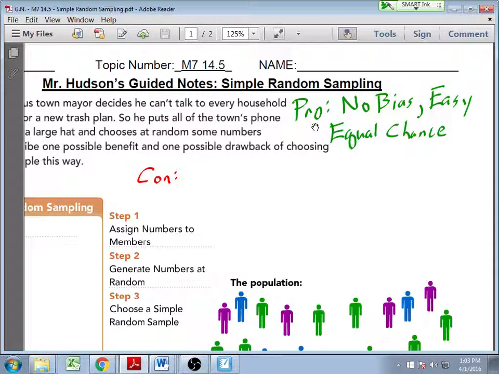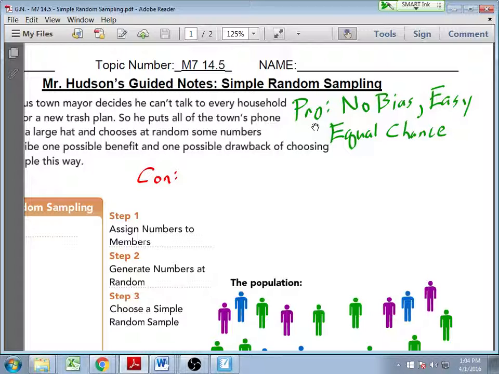What are any cons? If you think about this situation specifically, Thomas, what do you think? You could accidentally pick yourself. Yeah, you could accidentally pick yourself. If you were a member of the population, so depending, like, if I'm choosing people in the class, I'm not in the population because I'm not in the class, right? So depending, you could choose yourself. So you guys can go ahead and write that down.